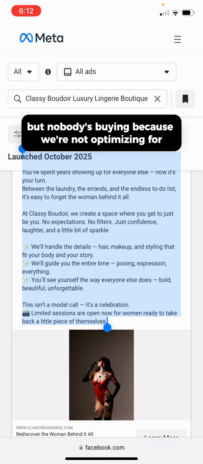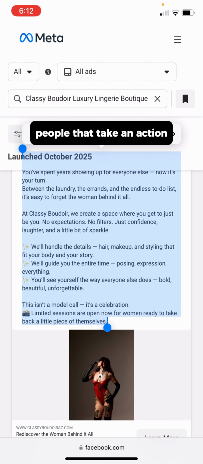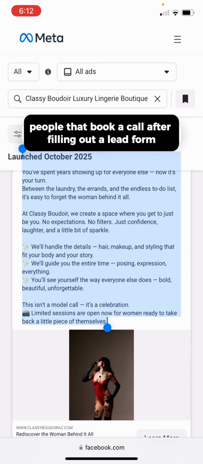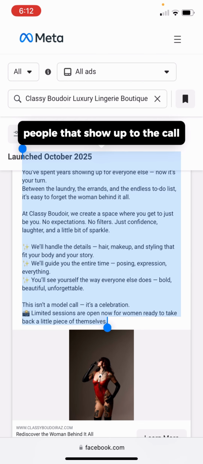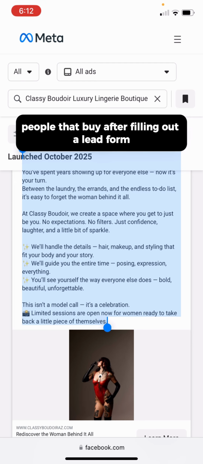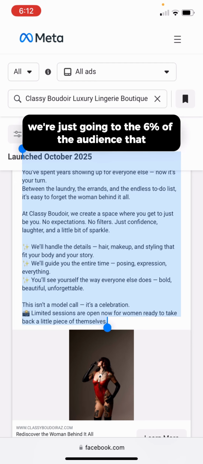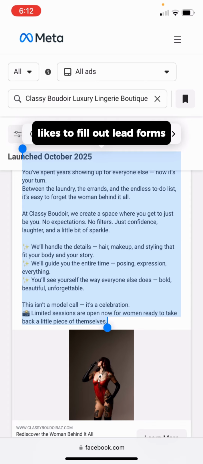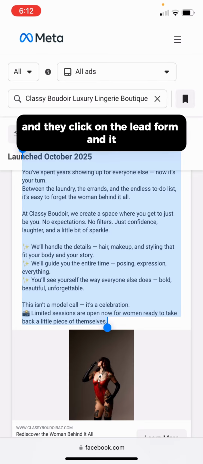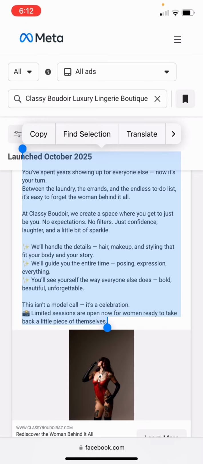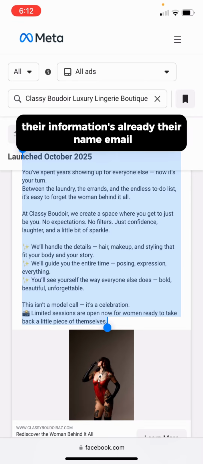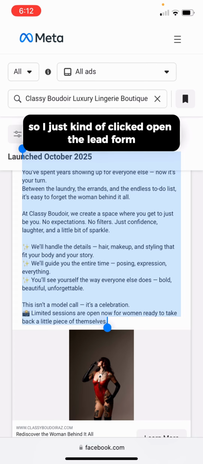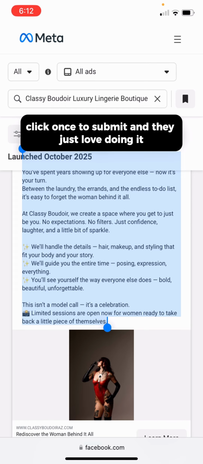because we're not optimizing for people that take an action after filling out a lead form, people that book a call after filling out the lead form, people that show up to the call after filling out the lead form, people that buy after filling out the lead form. We're not optimized for any of those things. We're just going to the 6% of the audience that likes to fill out lead forms, and their name, email, phone number is already auto-filled, so they just have to click to open the lead form, click once to submit, and they just love doing it.